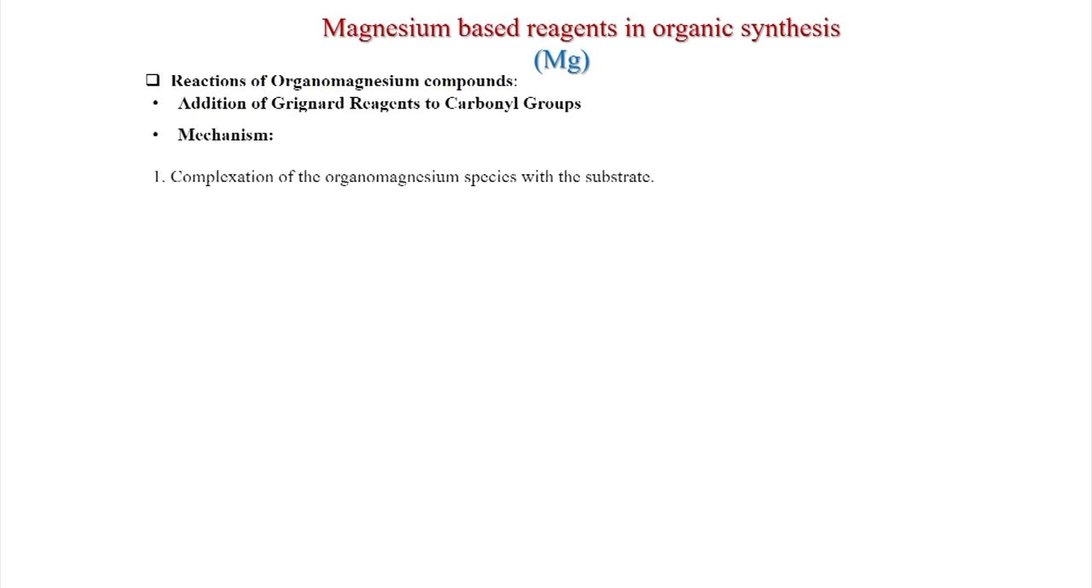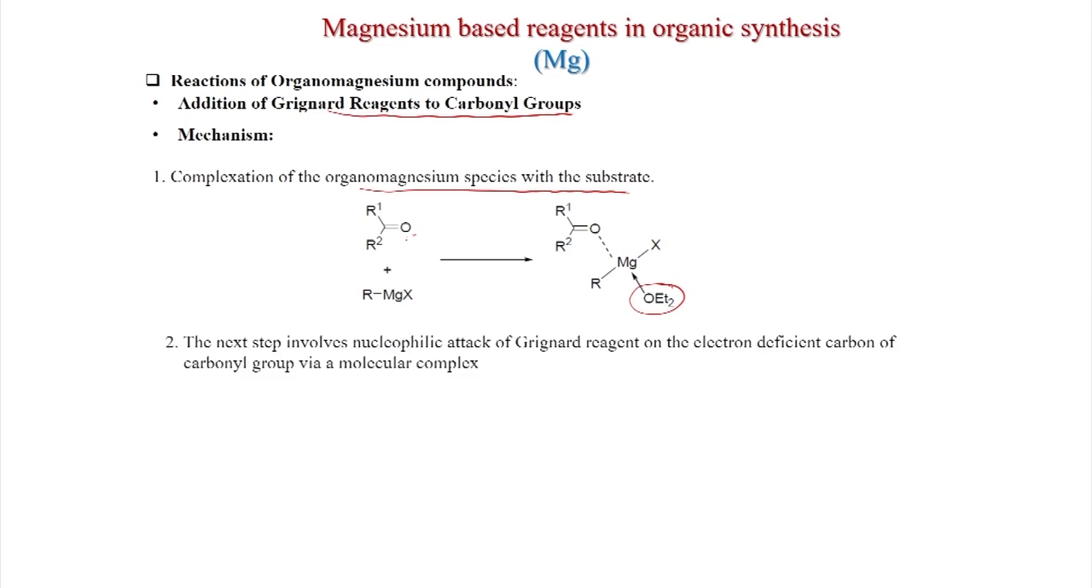So, now more details we will discuss. First we will discuss Grignard reagents to carbonyl groups, complexation of the organomagnesium species with the substrate. What is the mechanism? First the complexation happens. Here the carbonyl oxygen binds to the magnesium because it is more electronegative, as we discussed, and the solvent can stabilize this transition state.